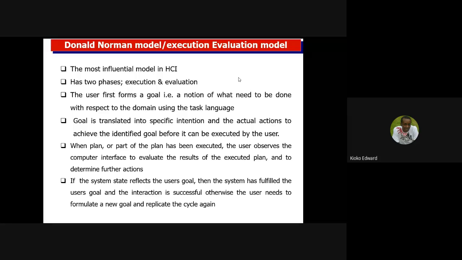Otherwise, if what you see on the system doesn't reflect the goal you are looking for, then it means interaction was not successful, and maybe we need to formulate a new goal and replicate the cycle. If I was searching for a certain item from my system, but I find that the results being returned are not the ones I was looking for, at that time I can formulate a new goal, or I can repeat the same cycle, but maybe I might determine that the actions which I specified were not enough for me to arrive at the goal. That's all about the Donald Norman execution.